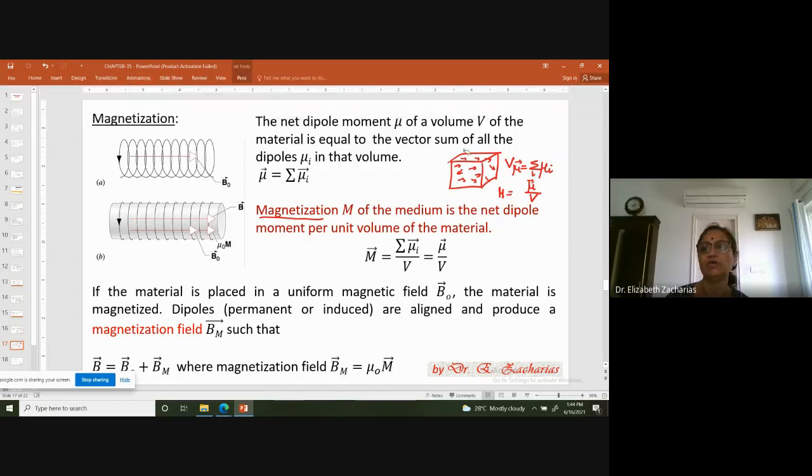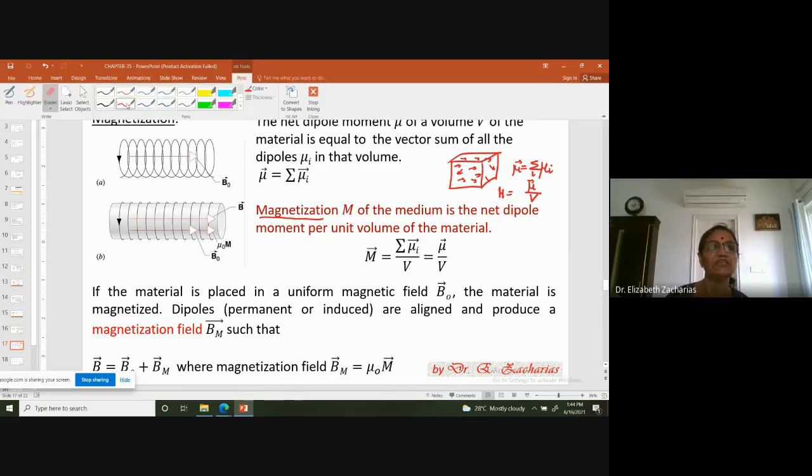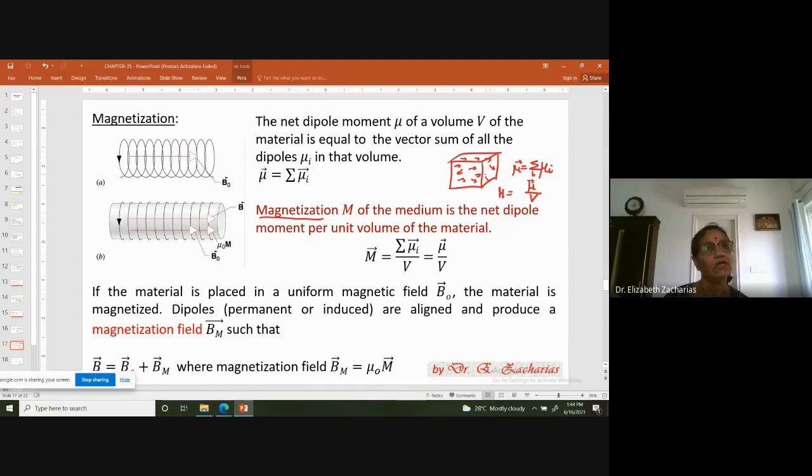Okay, the net dipole moment per unit volume. I once more explain. Please remember a block of material is made up of a number of dipoles. You can find the net dipole moment. The net dipole moment is called the mu vector. Now, V is the volume of this block. If I divide mu by V, then what I get is the magnetization.